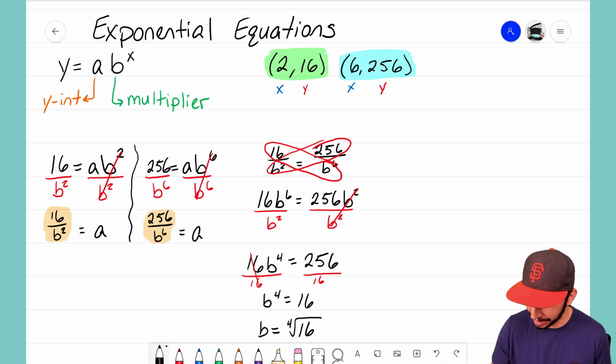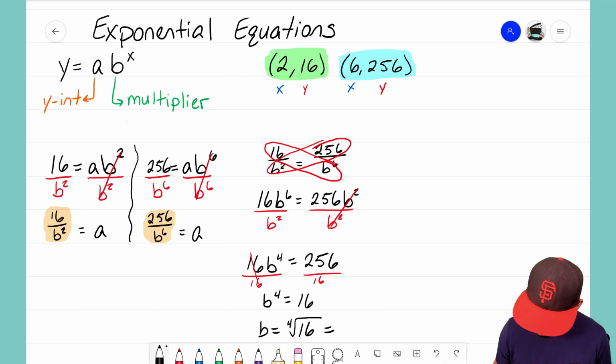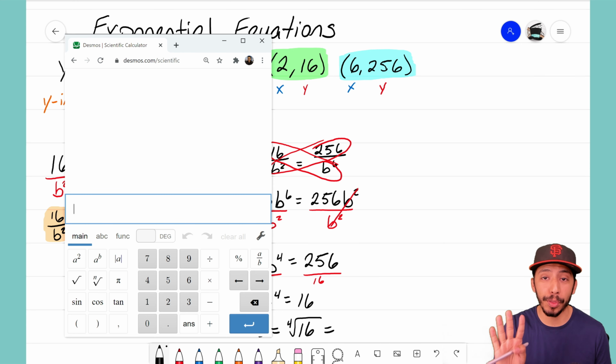If you don't know what that means, what number times itself 4 times will give you 16, that's a little confusing, and you don't know that off the top of your head, use a calculator. I'm going to use the free online calculator from Desmos.com to help me solve for b. So here's my Desmos scientific calculator. I see here that I can use the square root button right here, but instead I need to use the n root button. The n root button will let me switch that to the fourth root.